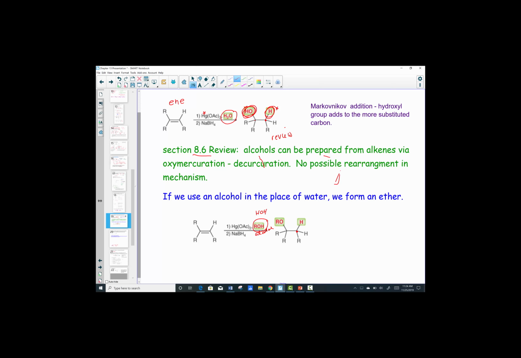The hydrogen still adds to the carbon originally across this double bond. Here are the 2 carbons in the pi bond. The carbon that has the least substitutions receives the hydrogen, and the carbon with the most substitutions receives the OR from the alcohol, resulting in an ether linkage. Very much the same mechanism, except instead of water, we're using an alcohol.